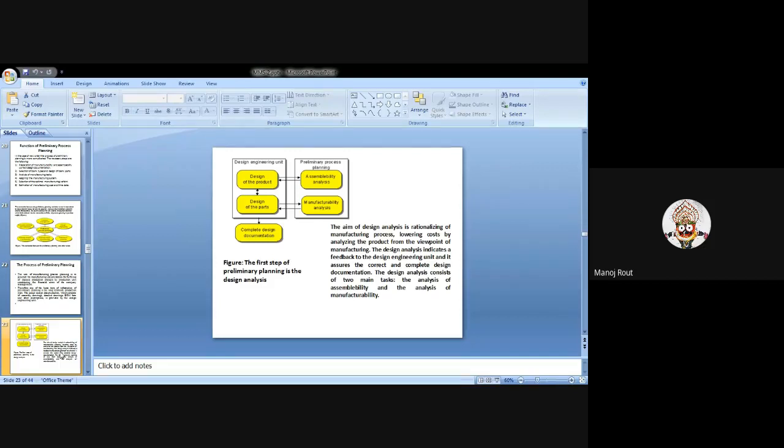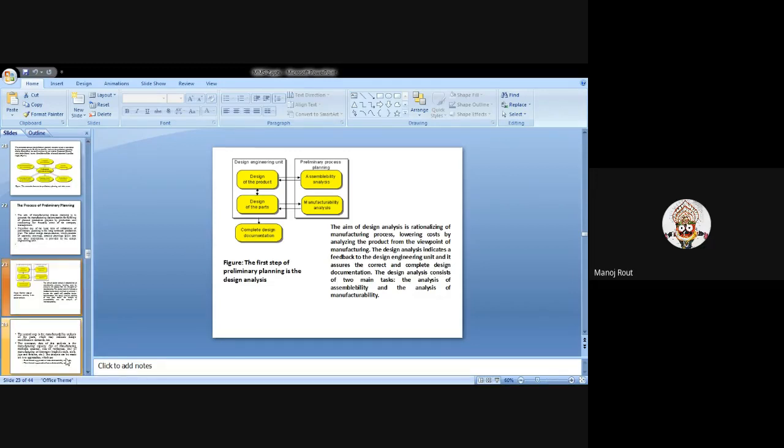The basic aim of this step in preliminary planning is that design analysis rationalizes the manufacturing process, lowering the cost by analyzing the product from the viewpoint of manufacturing. Design analysis gives feedback to the design engineering unit, and it assures correct and complete design documentation. The design analysis consists of two main tasks: the analysis of assembly and the analysis of manufacturability. So this is the first step of preliminary planning, that is design analysis.